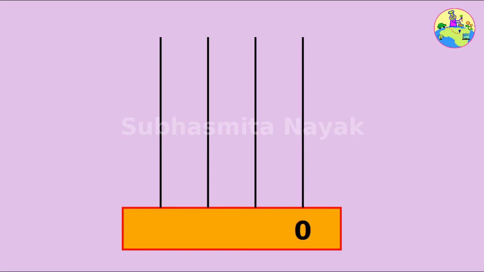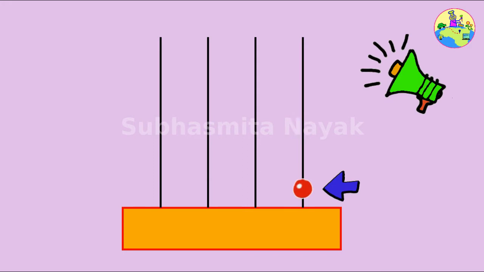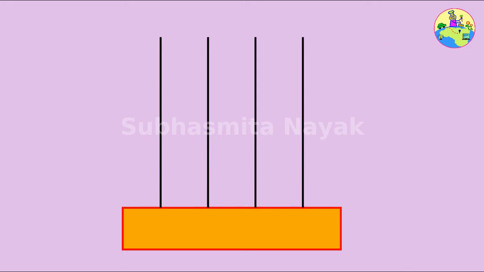Let's remember one rule. We will keep on adding beads from the right side in these rods. So let's start counting the numbers. This is 0 because we don't have anything. Let me add one bead. This is 1. Let me add another bead. Now this is 2. Let me add another one. This is 3.